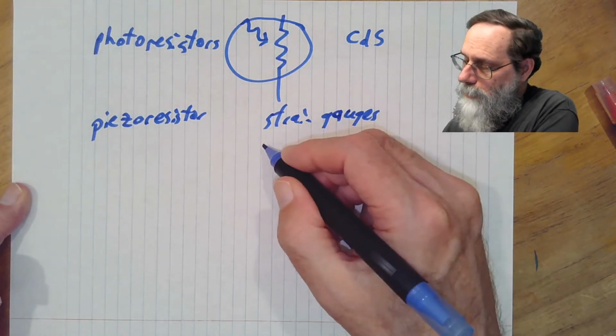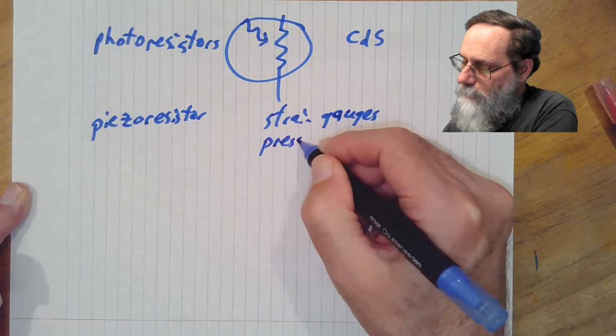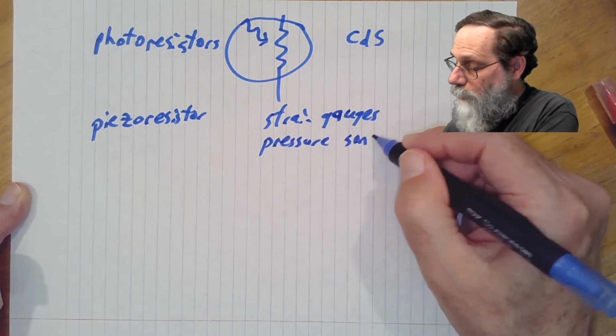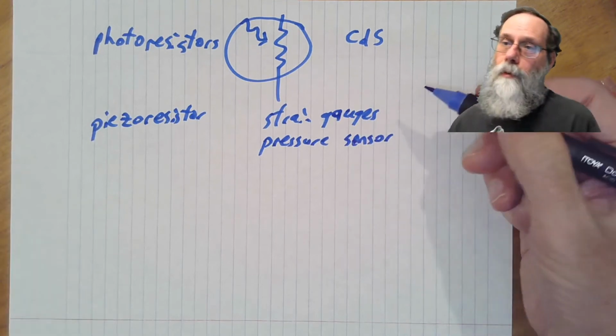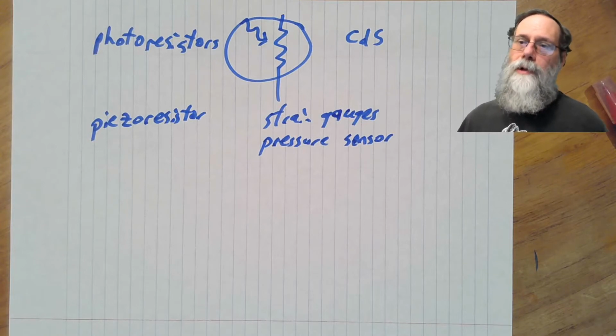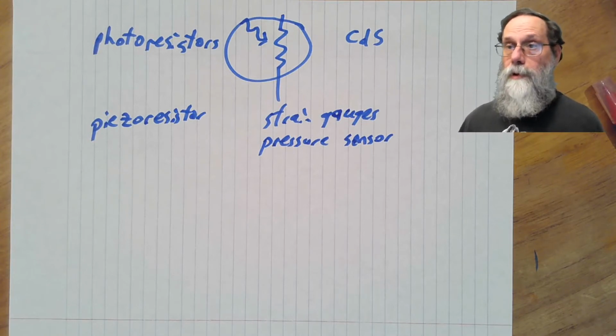We'll encounter them in this class mainly as being internal to the pressure sensors we use. We won't be directly using a single piezoresistor, but we'll be using pressure sensors that incorporate piezoresistors into their operation.